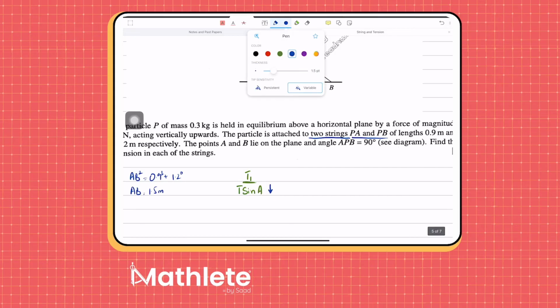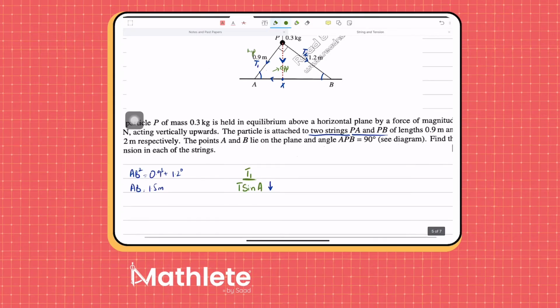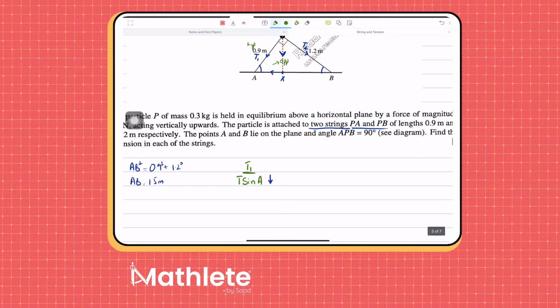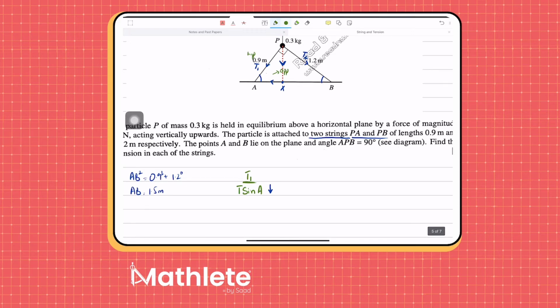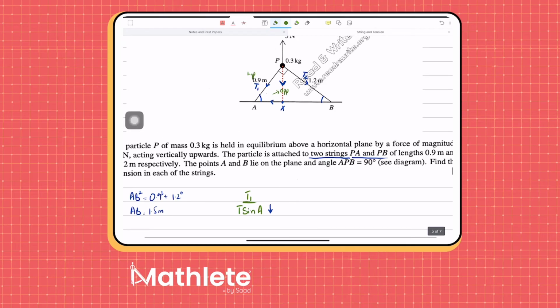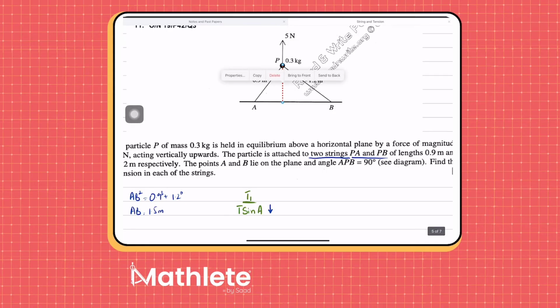Now let's talk about the force of T1. How do you know the strings are downwards and not upwards? Okay, good question. Let me erase this. How do I know that the strings are downwards and not upwards? What do we know about tension? What's the first rule of tension? Where does tension act? I'll give you two options: towards the particle, away from the particle.